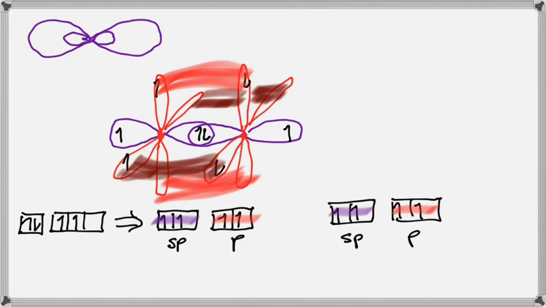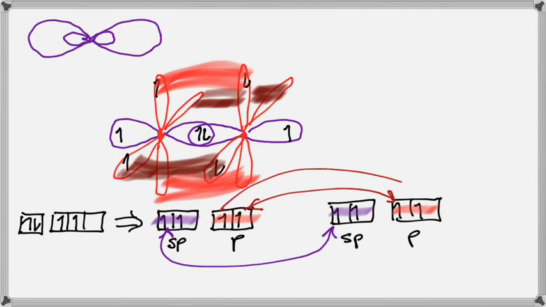So these guys, well, maybe do the purple. We're going to get an overlap between these two for that sigma bond. And then we're going to get overlap between a p and a p and the other p and the other p. So we got half-filled things overlapping.